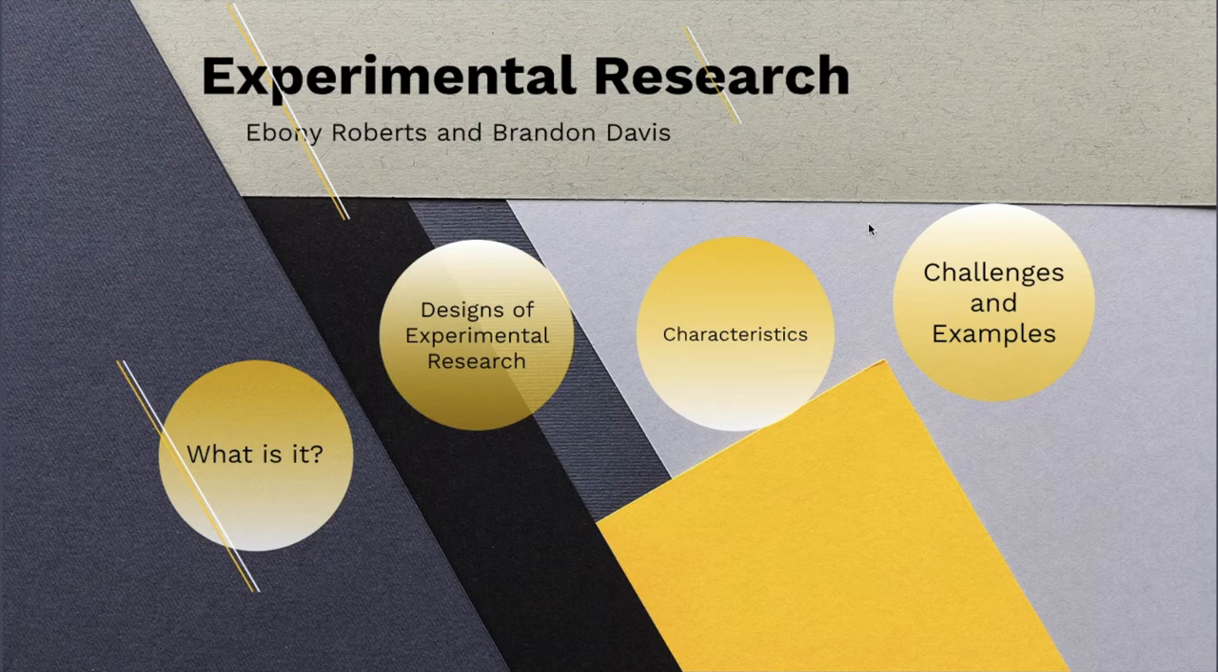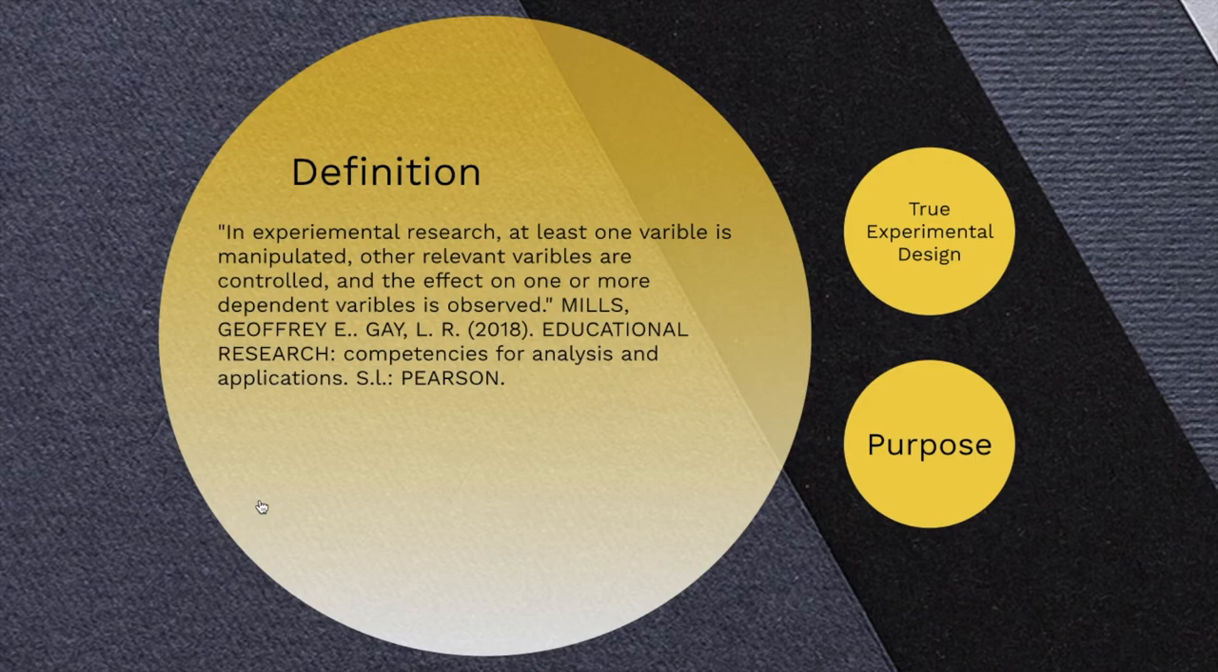Today we'll be looking at four topics of experimental research that I thought were important to share. Those topics are: what is it exactly, designs of experimental research, the characteristics of experimental research, and challenges, and a clip on examples. So we will get started by first looking at exactly what it is.